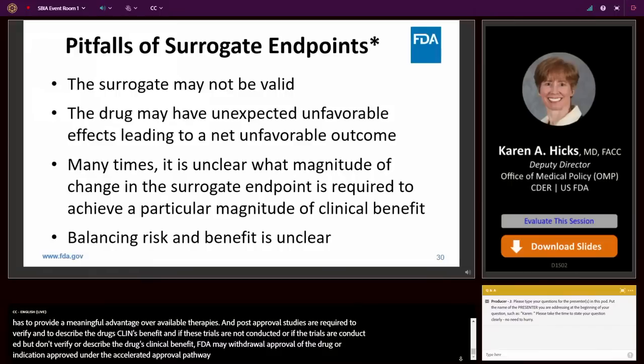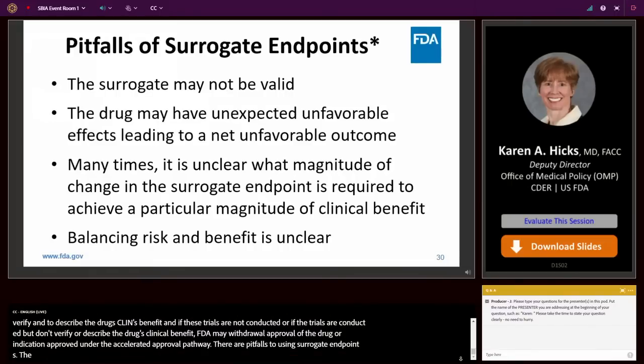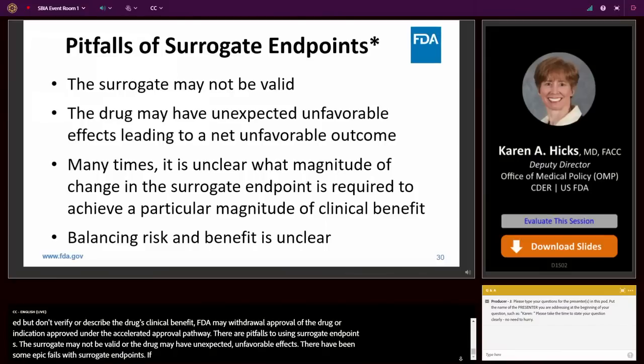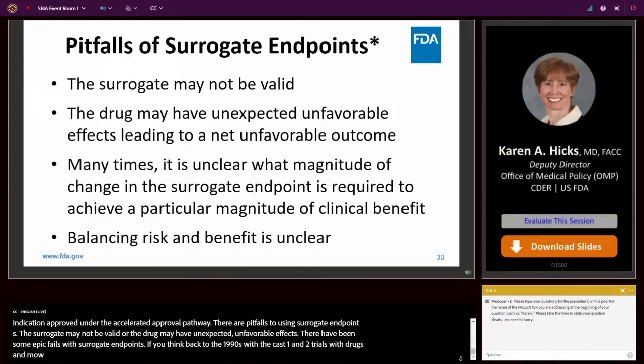There are pitfalls to using surrogate endpoints. The surrogate may not be valid, or the drug may have unexpected, unfavorable effects. There have been some epic fails with surrogate endpoints. If you think back to the 1990s with the CAST-1 and 2 trials, with encainide, flecainide, and moricizine, patients post-MI with premature ventricular contractions were being treated with these drug products that actually increased mortality.